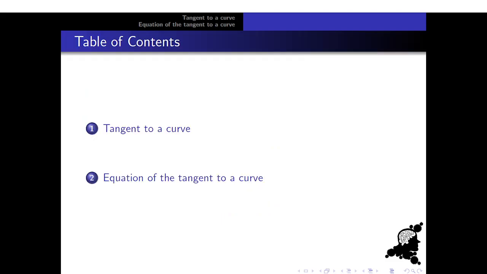So, in this video, we'll be having a look at how to find out exactly what is the tangent of a curve. So we'll be having a look at what the tangent is, how to find the gradient of the tangent to a curve, and then we'll also have a look at how to find the equation of the tangent of a curve. Without any further ado, let's look at it.